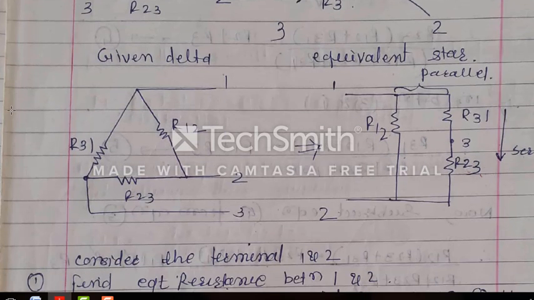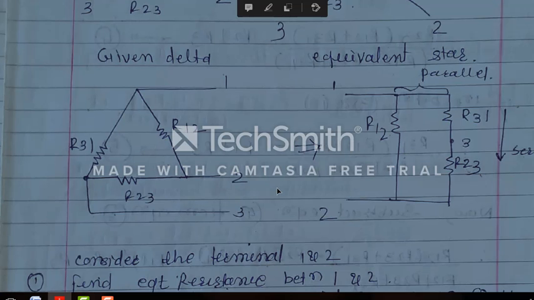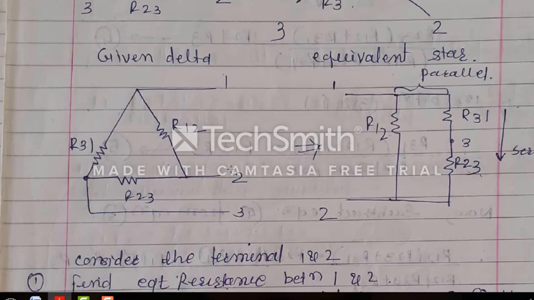Consider the terminals of the given delta, terminals 1 and 2. The first point to remember, to call these two arrangements equivalent, is that the resistance between any two terminals must be the same in both types of connection. Thus, if R12 is the resistance measured between terminals 1 and 2 of the delta connected network, then it must be equal to the resistance R12 measured between terminals 1 and 2 of the equivalent star network. So first we consider terminals 1 and 2 for this given delta, then find the equivalent resistance between 1 and 2.